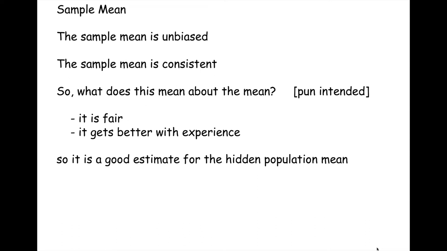And so, as you increase the sample size, think about what it means to increase the sample size. It means that you get more and more and more data, right? You could sort of liken that to having more and more experience. And so, these two together: on average, it gives you what you're looking for. It's fair, and it gets better with experience. You give it more data, and it gets more and more accurate, right? It's less likely to be off by more than a prescribed amount, epsilon. So that means it's a good estimate for the hidden population mean, right?